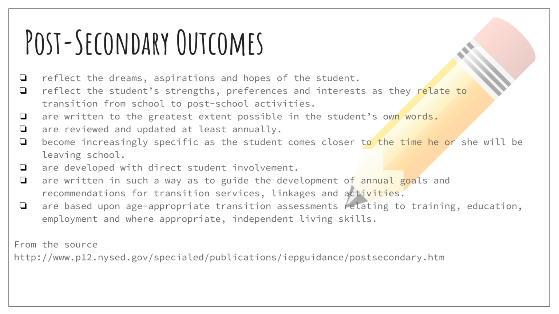They should be reviewed and updated at least annually because, as we all know, students change their mind all the time about what they want to do with their life. They should become increasingly specific as the student comes closer to the time they will be exiting school, because at that point, a student would likely start to know more about their goals. If you talk to them as a freshman, it might be very different when you talk to them as a senior. So as the student progresses in high school, those outcomes should be updated and become increasingly specific.